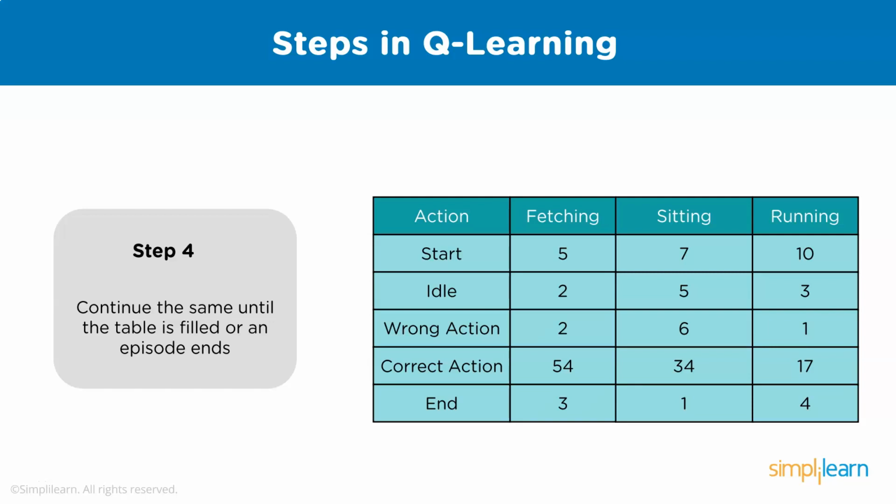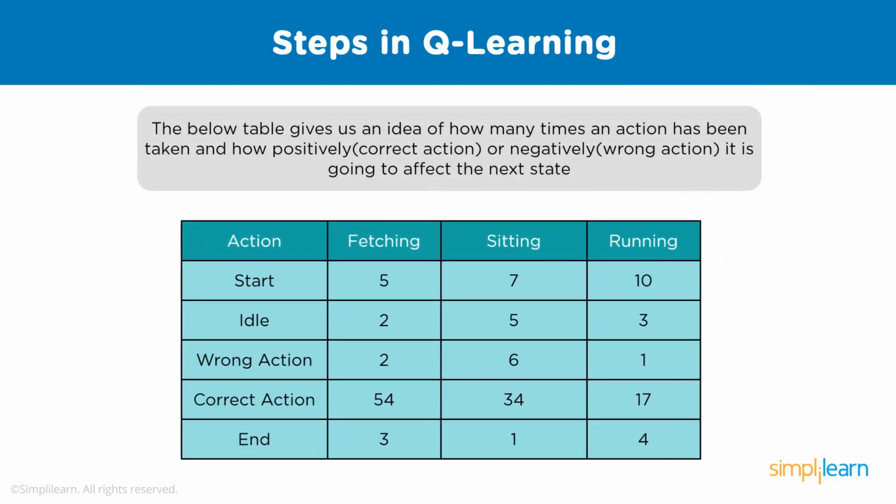If you're at the end of wherever you're at, sitting gets a reward of 1. Where's a good one on here? Oh, wrong action. Running for a wrong action gets almost no reward. So that becomes very, very less likely to happen, but it still might happen. It still might have a percentage of coming up. And that's where the random programming in Q learning comes in. The below table gives us an idea of how many times an action has been taken and how positively, for a correct action, or negatively, for a wrong action, it is going to affect the next state.